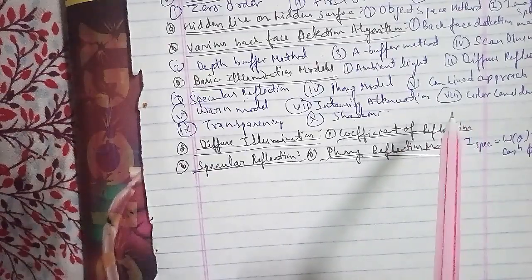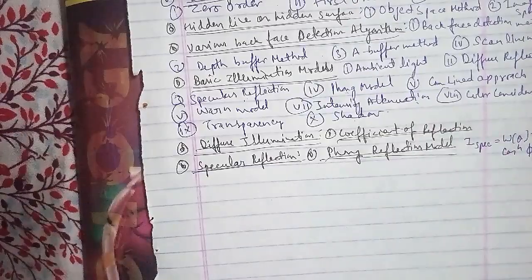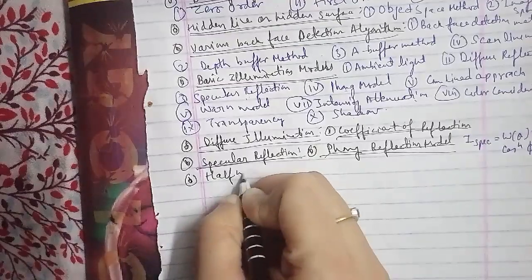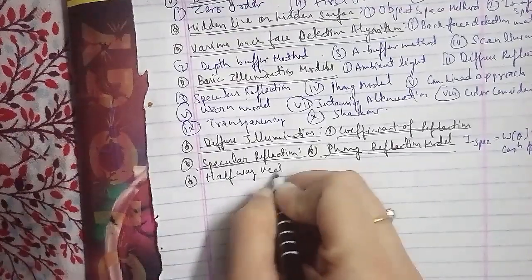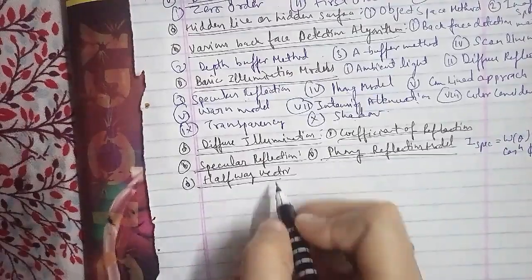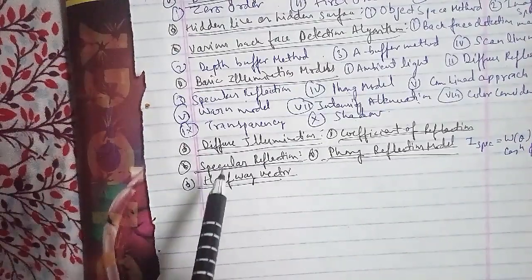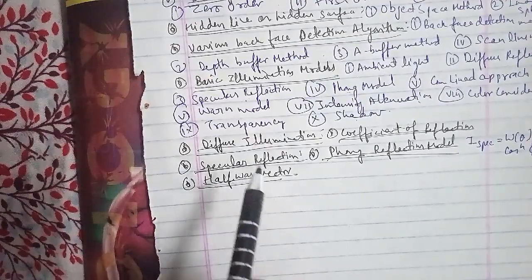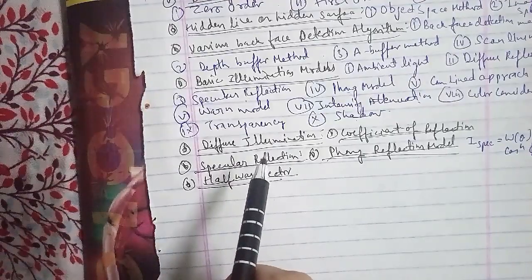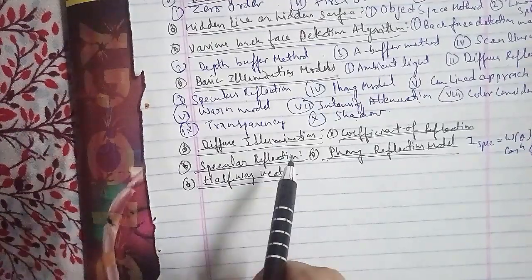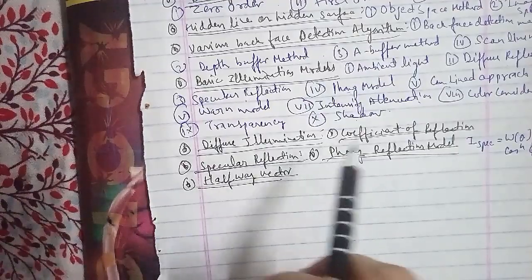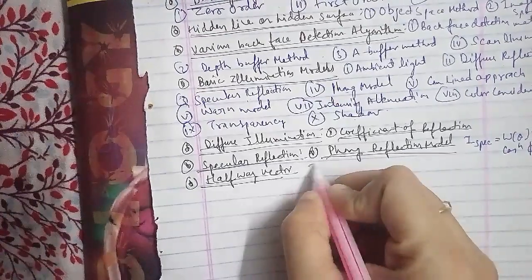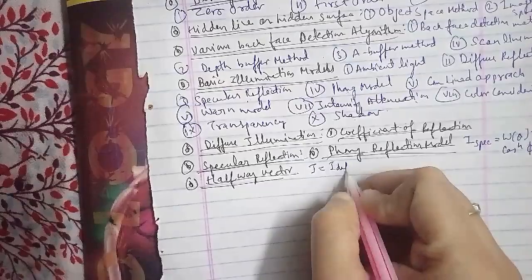Now we'll go ahead with the fill in the blanks questions. The first question: the total number of objects that can be handled by a Z-buffer algorithm is dash. The answer is arbitrary. The other question is a line with endpoint codes 0000 and 0100 is dash. A line with endpoint codes 0000 and 0100 is partially invisible.